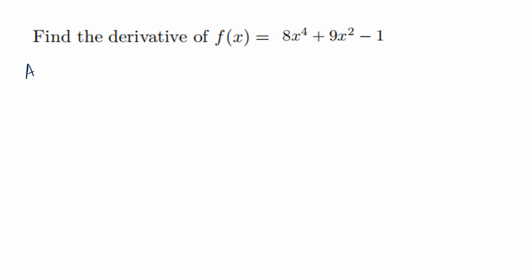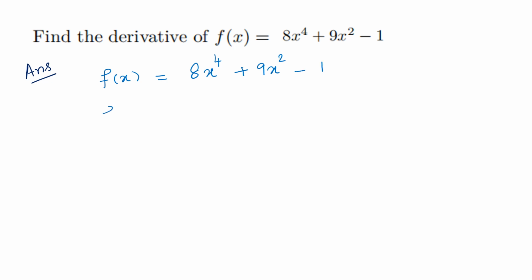Friends, consider this problem. Find the derivative of f(x) equal to 8 times x to the power 4 plus 9 times x squared minus 1. So f(x) equal to 8 times x to the power 4 plus 9 times x squared minus 1.